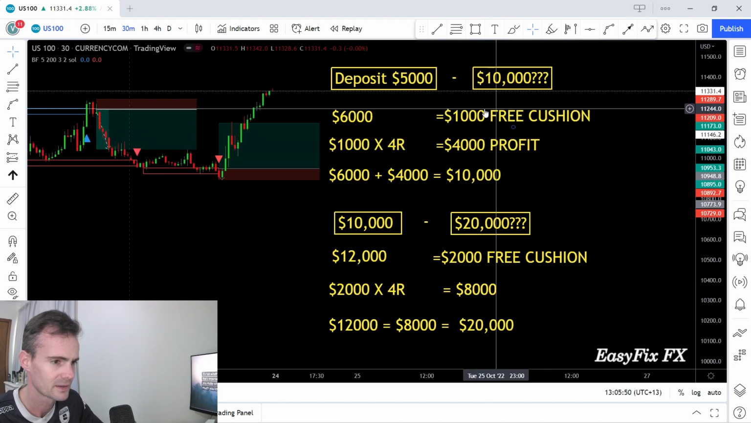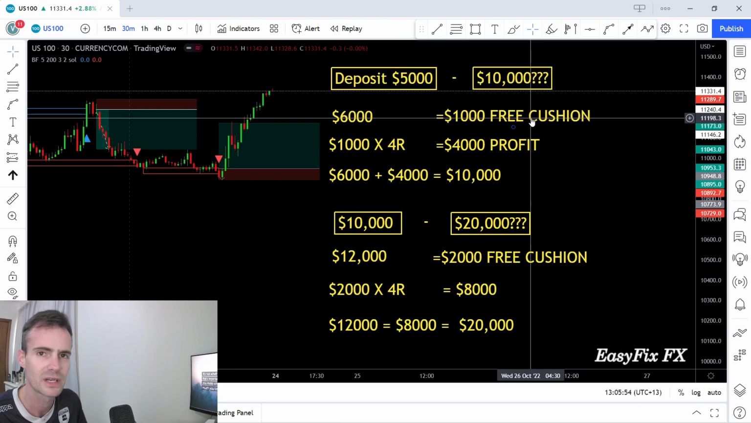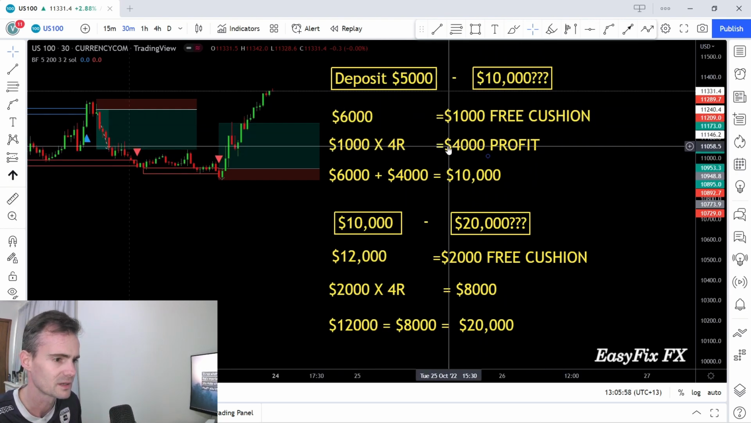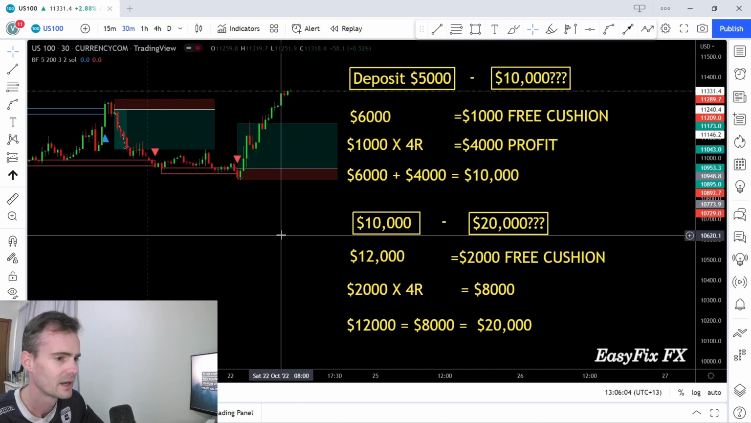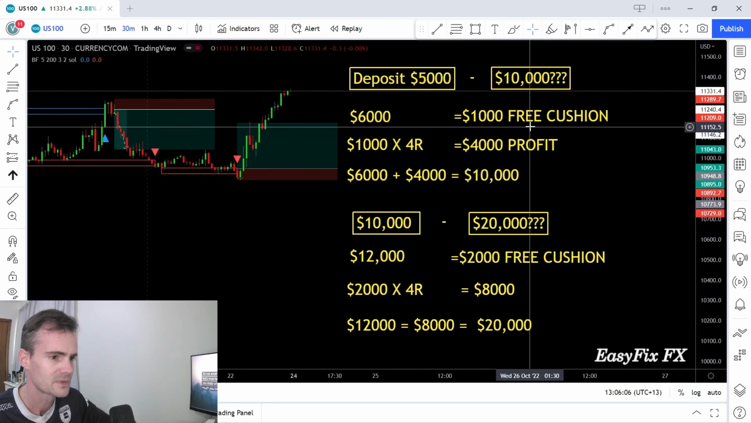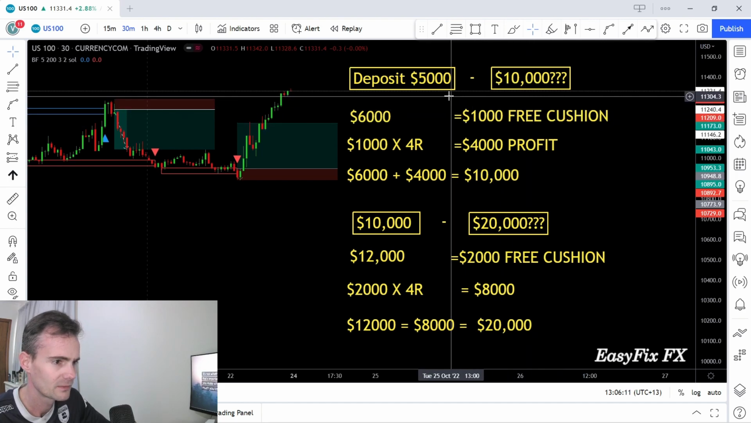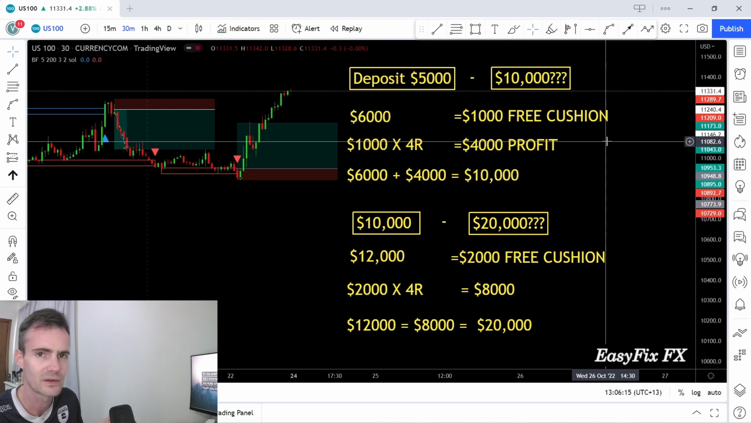So you're trying to double the account, but you're splitting the free cushion up in 2 or even 3. So instead of risking the 1,000, you could risk $300 and look for a 4-hour trade. If the trade doesn't work out, if your free cushion doesn't work, that's a risk-free trade because you're using the market's money.